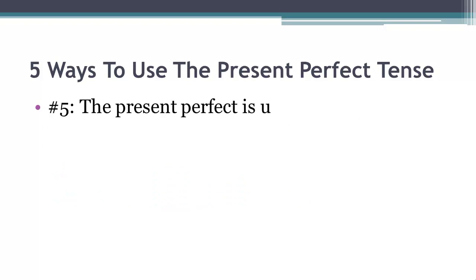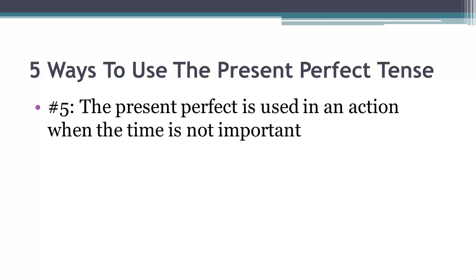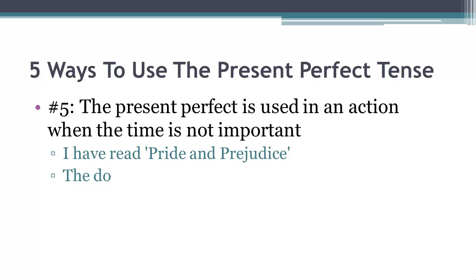Number 5, the present perfect is used in an action when time is not important. I have read Pride and Prejudice. The dogs have gone to sleep.